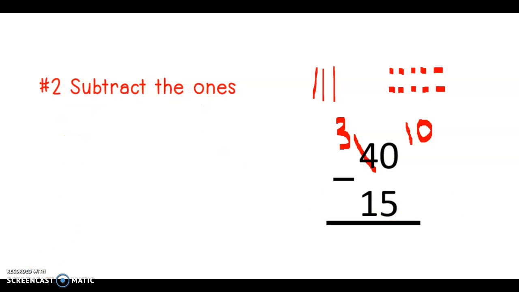Now it's time for us to subtract the ones. So now I have 10 ones, and I can take 5 away from 10. So I'm going to take my 5 ones away, and it leaves me with 5 ones. So 10 ones minus 5 gives me a difference of 5.